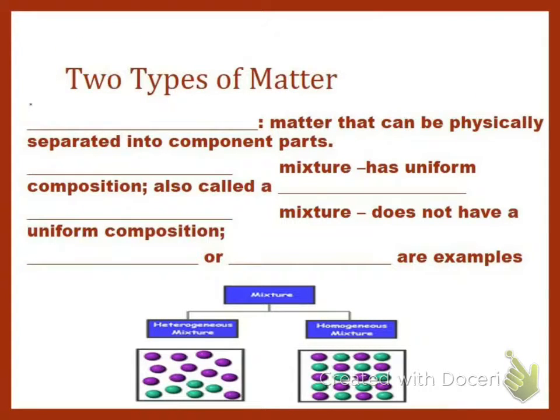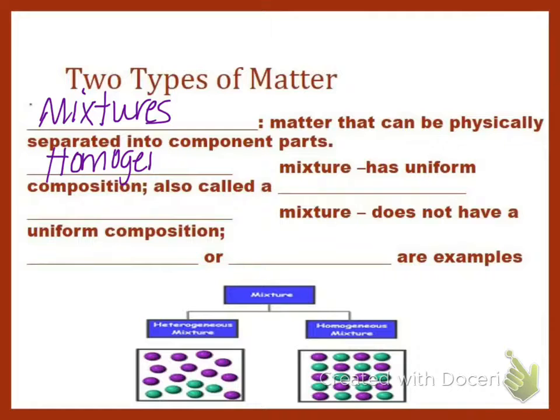The next type is mixtures, and if you recall from the beginning of the year, mixtures can be separated by physical means. Things like distillation, separation, boiling point, those can be separated by physical means. There are two types. The first type is uniform in composition, meaning it's the same throughout, and those are homogeneous. And we also call those solutions, which is the title of our unit that we're on.